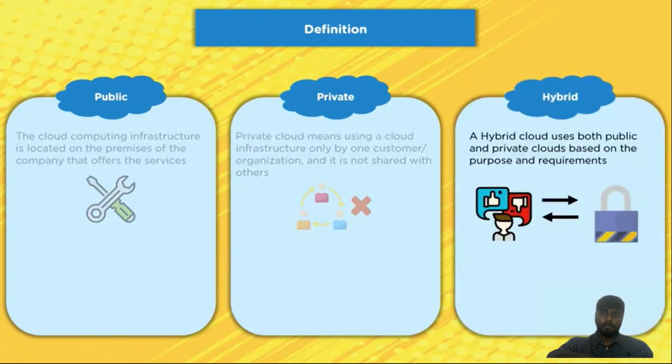And the next one is the hybrid cloud. The definition for the hybrid cloud is that it uses a combination of both public and private clouds. Based on the purpose and the requirement, it will change. As I mentioned earlier, whenever there are peak traffic times, peak usage times, the server has to expand by itself and improve its processing power. That time the hybrid cloud comes into the picture. It uses the high computation power for a certain amount of time, and it will scale down to the normal level whenever the peak traffic goes.